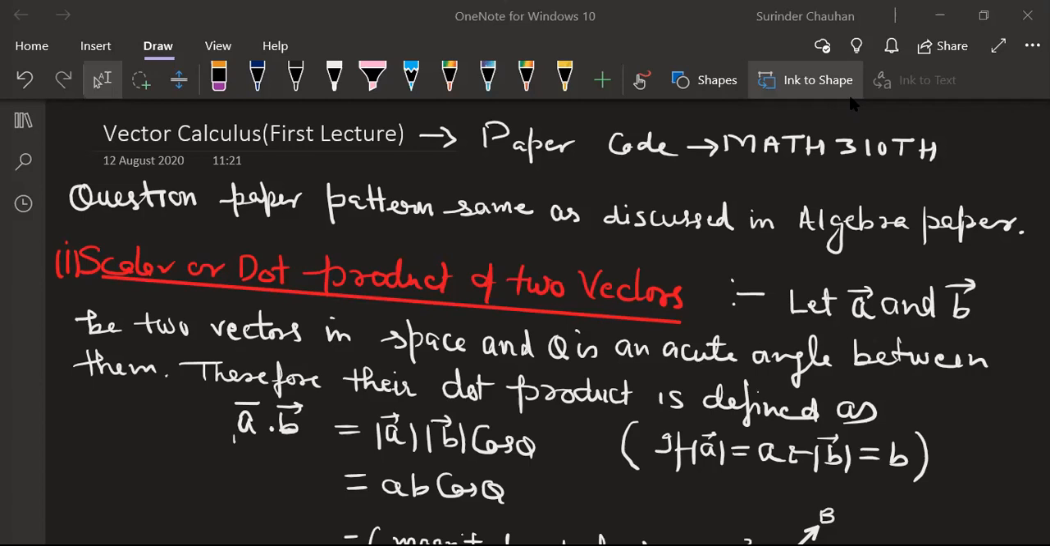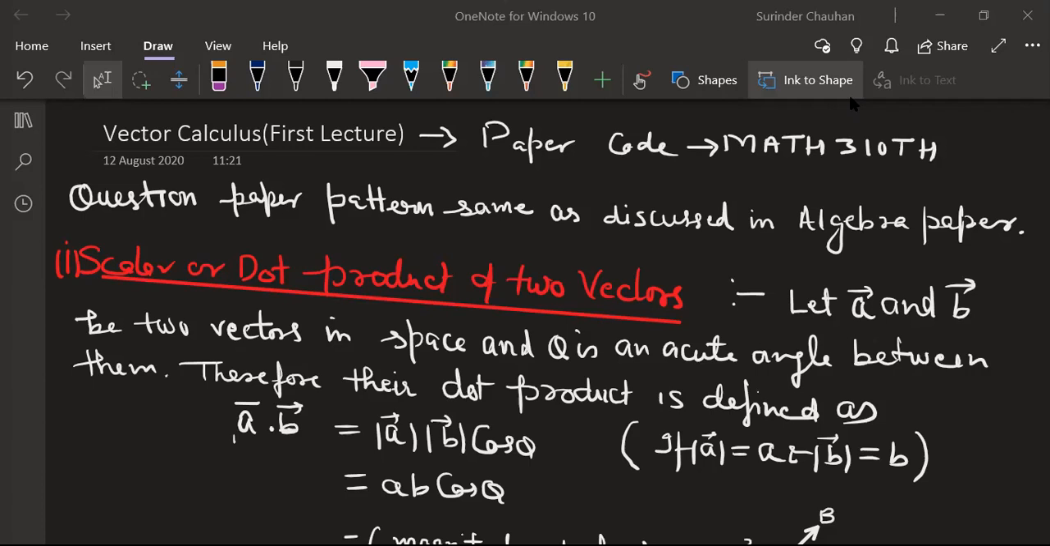What are scalar quantities? Scalar quantities are those physical quantities which have magnitude only. For example, mass is a scalar quantity, speed is a scalar quantity, etc. Other quantities are vector quantities, those physical quantities which have both magnitude and direction. Examples for that are velocity, acceleration, weight, momentum, etc.